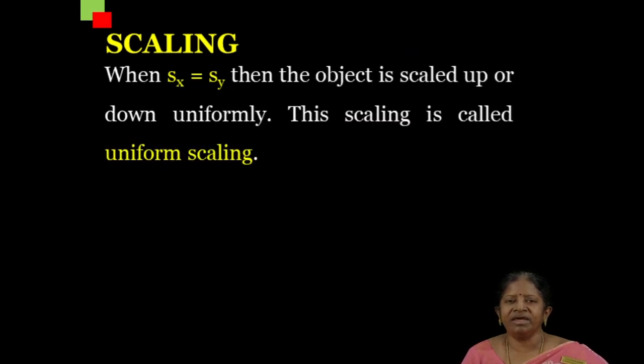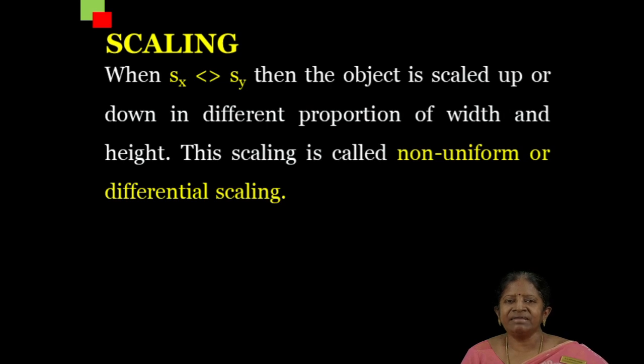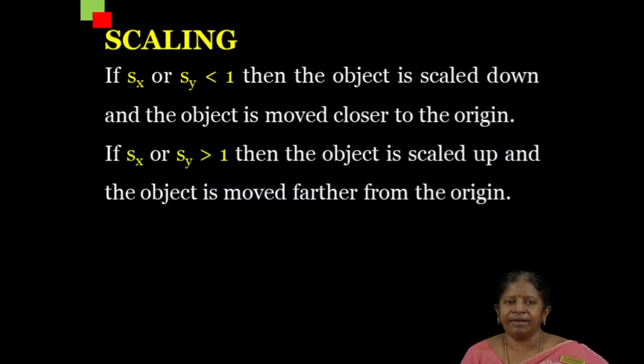When Sx is equal to Sy, that is, when both scaling factors are equal, then we have a uniform scaling. The width of the object will be increased or decreased in the same proportion as the height of the object. Whereas when you have Sx not equal to Sy, the width and the height will be changed in different proportions, and we call this scaling a non-uniform scaling or a differential scaling.